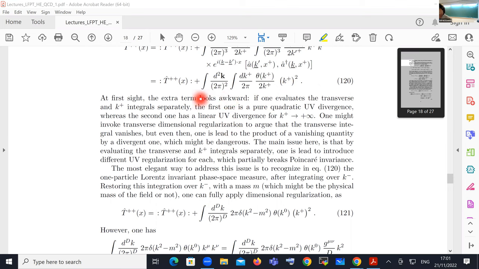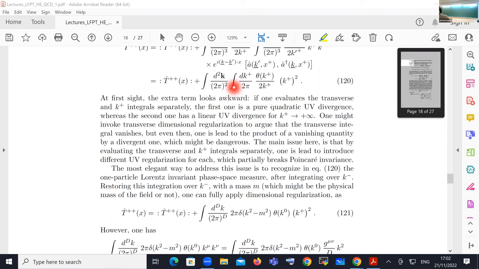One thing that is very often used in light-front perturbation theory calculations is to regulate the transverse integral with basically a transverse version of the beam reg. So just write this integration in d minus two dimensions instead of two. And in that case, in dim reg, such a trivial integration is taken to be identically zero.